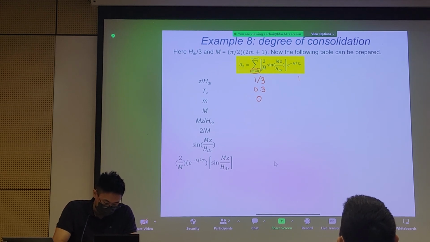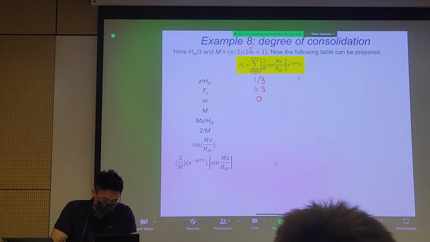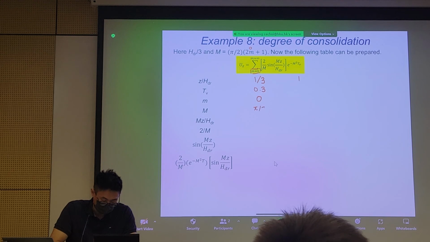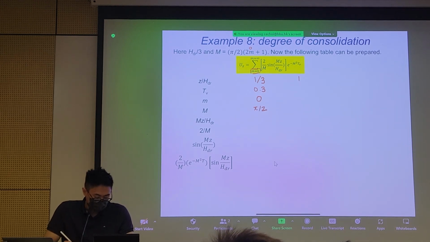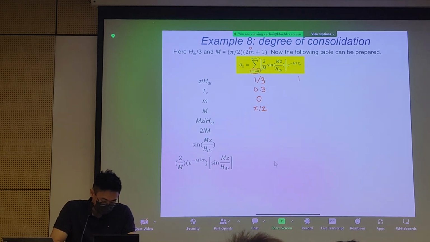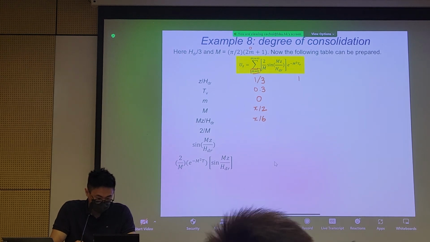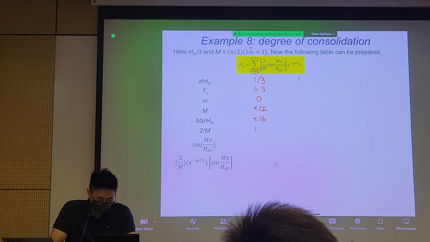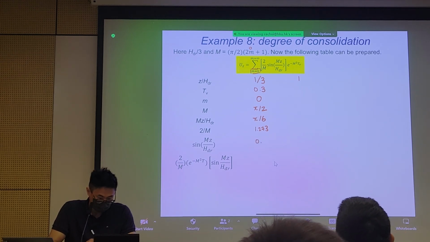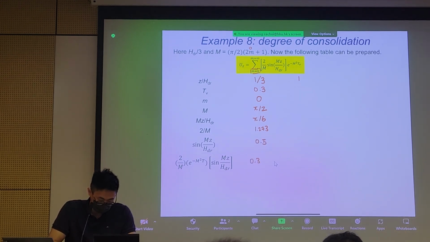If small m is 0, if you look at this expression, what is this? Plus 1. Then large M is what? pi over 2, right? And if you take large M and multiply it by the height, which is 1/3, then you get pi over 6. And 2 divided by M is about 1.273. If we take the sine of this, it's about 0.5. And if we calculate this, it's about 0.36.